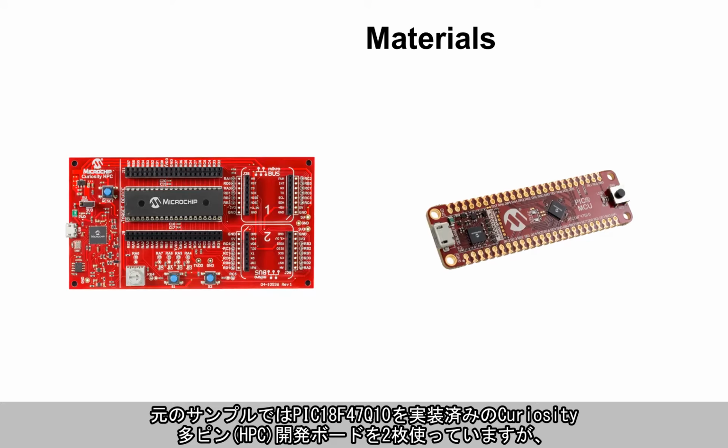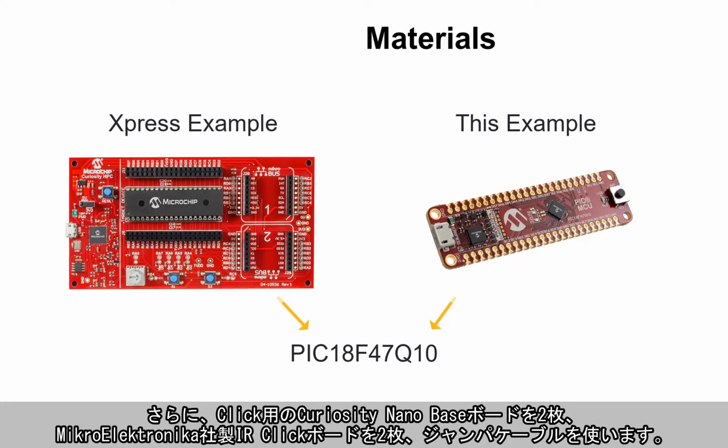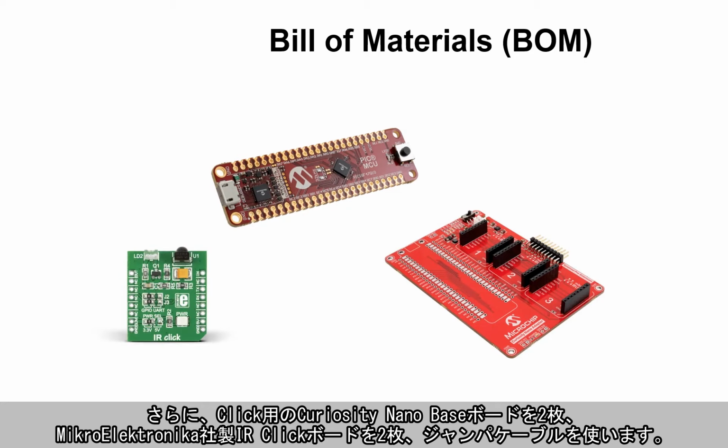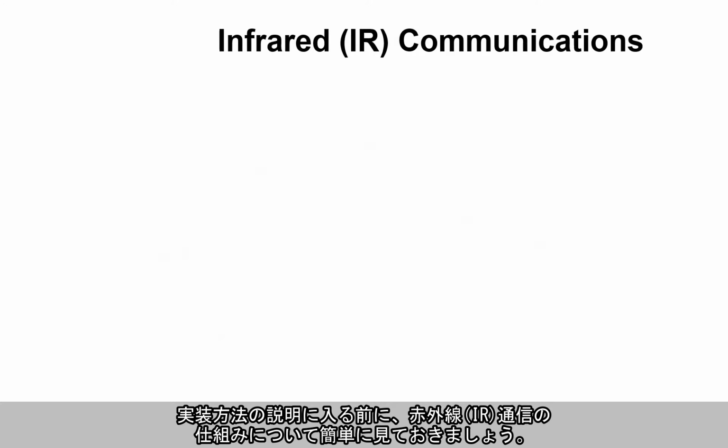Unlike the original example that uses the two Curiosity high pin count development boards with the PIC18F47Q10, I'm going to use two PIC18F47Q10 Curiosity Nanos to accomplish the same goal. I will also be using two Curiosity Nano baseboard for clicks, two Microelectronica IR clicks, and a couple of jumper cables. Speaking of which, let's briefly review how infrared communications, or simply IR comms, works before we get started.